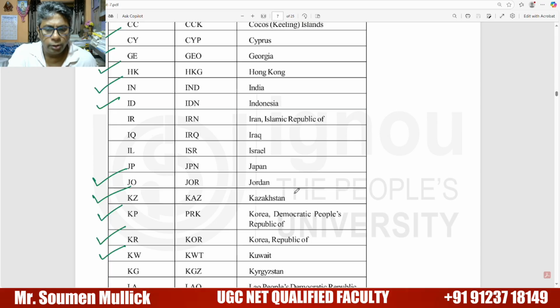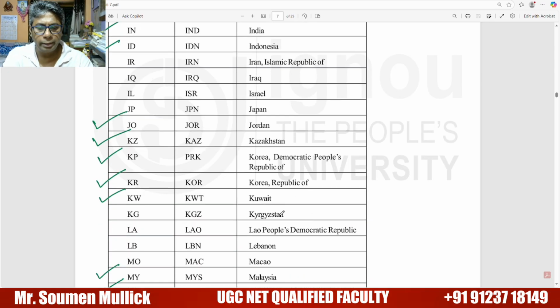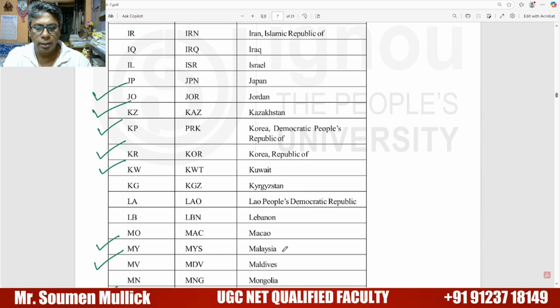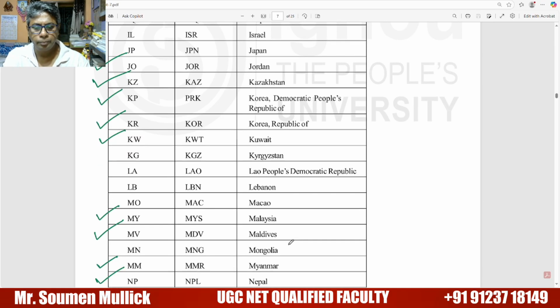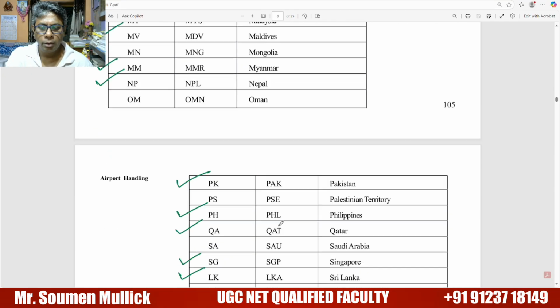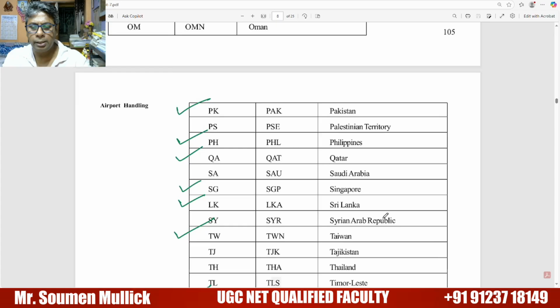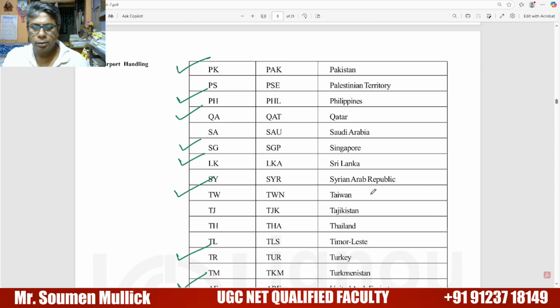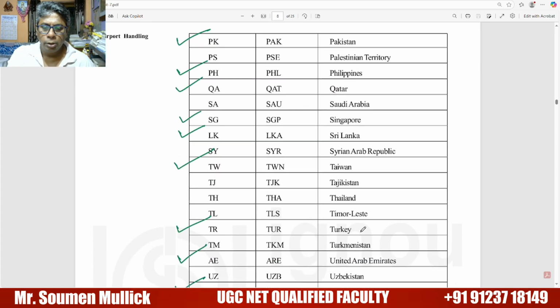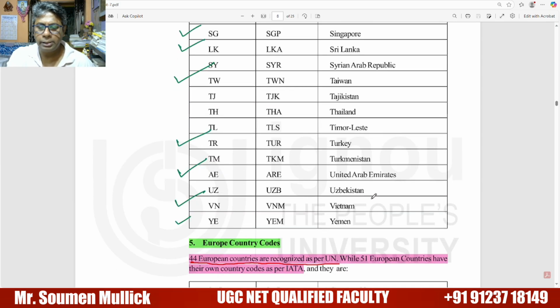Japan, Jordan, Kazakhstan, Korea Republic, Kuwait, Lebanon, Malaysia, Maldives, Mongolia, Nepal, Oman, Myanmar, Pakistan, Palestine Territory, Philippines, Saudi Arabia, Singapore, Sri Lanka, and Taiwan TW, Turkey TR, the 3-letter code, Uzbekistan, Vietnam, Yemen.